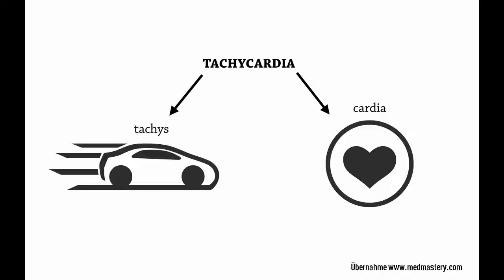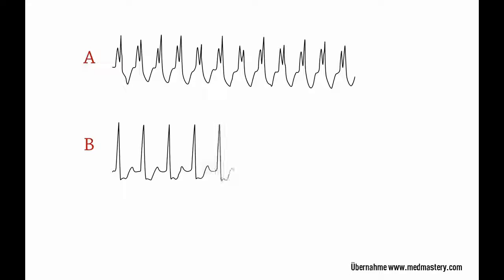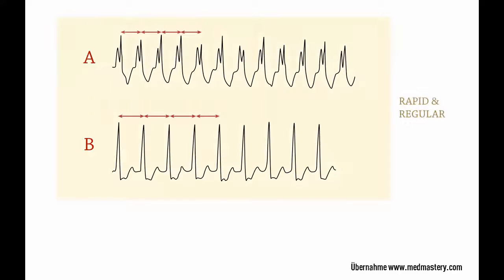Tachycardias can come in various different forms. Let's look at some of them. Here are a couple of examples. This is fast, and this is fast too. What these two tachycardias have in common is the fact that they're rapid and regular. Well, every tachycardia is rapid, right? But not every one is regular. What do I mean by regular?